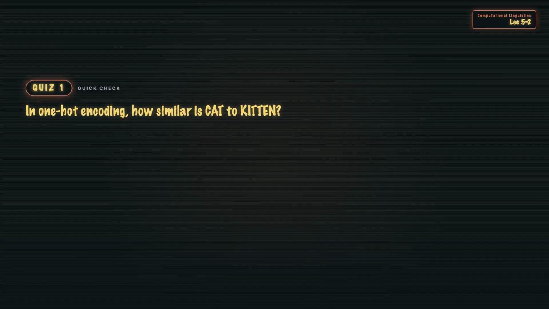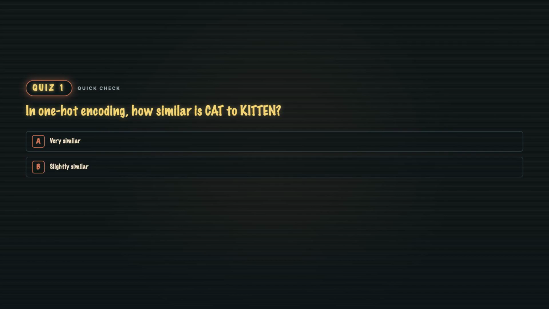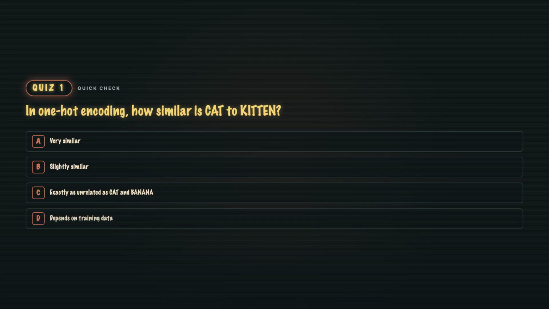Quiz 1. In one-hot encoding, how similar is cat to kitten? A, very similar. B, slightly similar. C, exactly as unrelated as cat and banana. Or D, depends on training data.